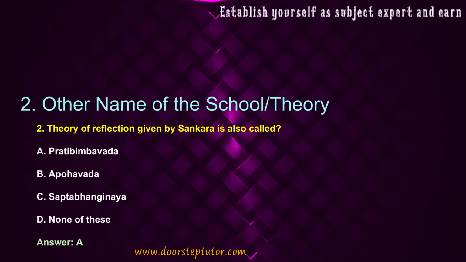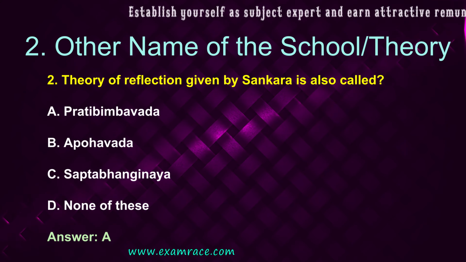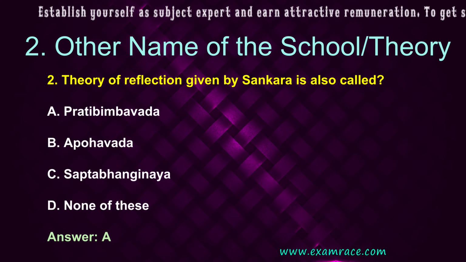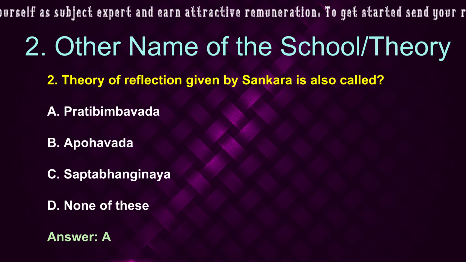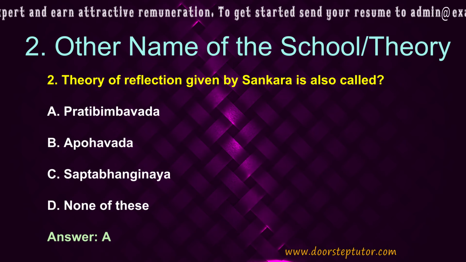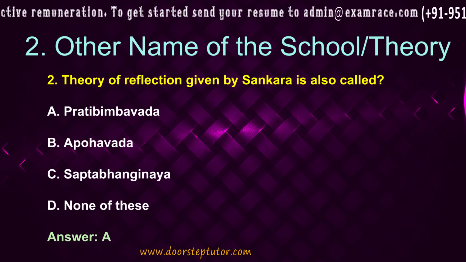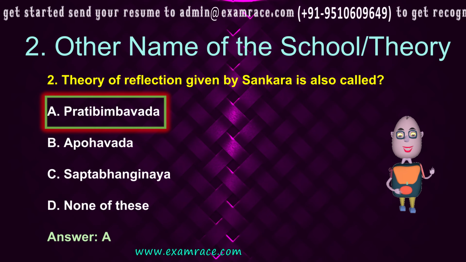The second kind of question expected is based on the other name of the school or the other theory of the school. For example, the theory of reflection given by Shankara is also called A. Pratibhimbavad, B. Apohavad, C. Saptabhangi Nyaya, D. None of these. The correct answer is A, that is Pratibhimbavad.